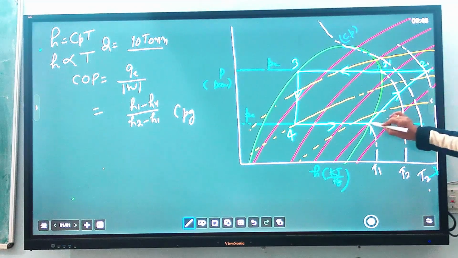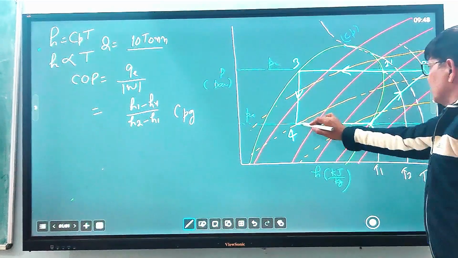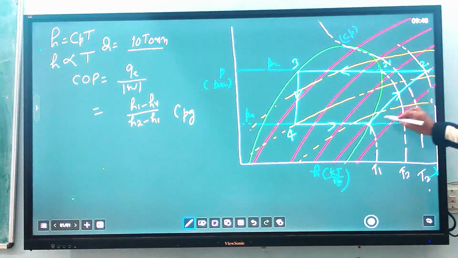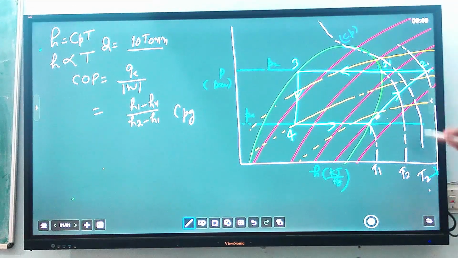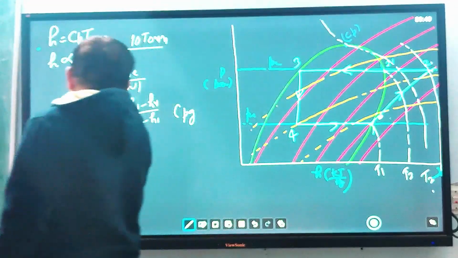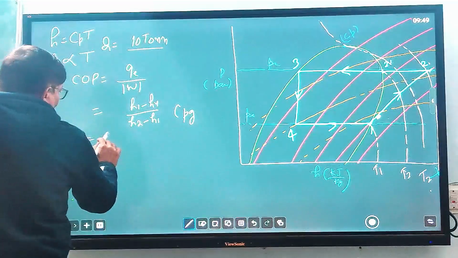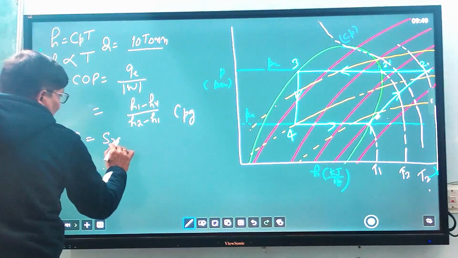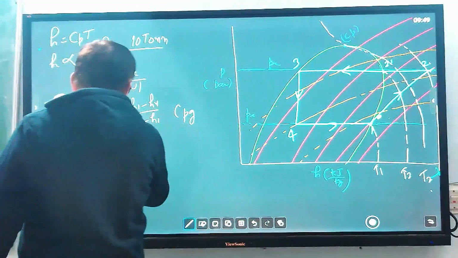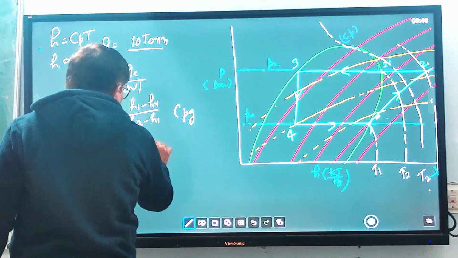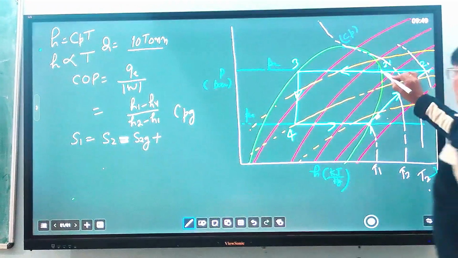You know that the process H1 to H2 is an isentropic process, because this process takes place along the constant entropy lines. These are constant entropy lines. So by using this property, S1 equals S2. Now S2 equals S2G. This formula we will use, because at this point entropy will be given in the table.